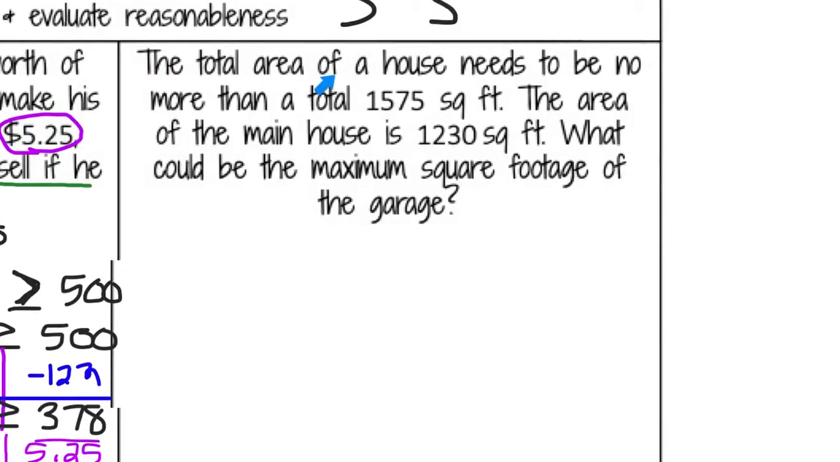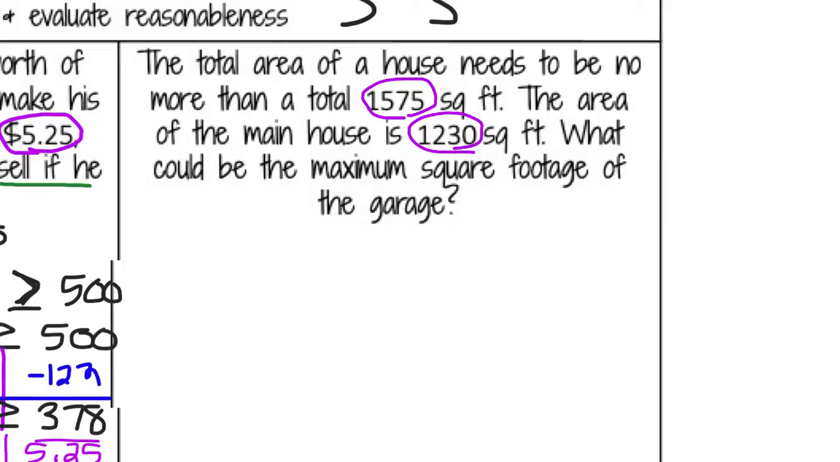The total area of a house needs to be no more than a total of 1,575 square feet. The area of the main house is 1,230 square feet. What could be the maximum square footage of the garage? Okay, so we're going to go through and circle our important numbers. So 1,575, 1,230.